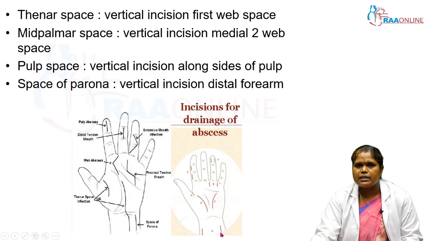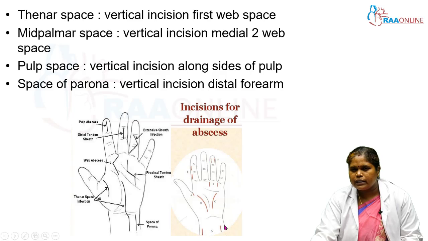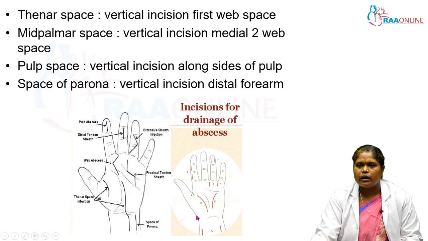And for forearm space of Parona, we can make a vertical incision on either side of the borders of the forearm. Okay. So, either we can make a vertical incision on the lateral border or medial border. So, all the incisions here are vertical incisions, you remember that. For thenar space, first web space. For mid-palmar space, medial 2 web spaces. For pulp space, we are going to make a vertical incision in the pulp space. And for forearm space, we are going to make a vertical incision along the borders of the forearm.